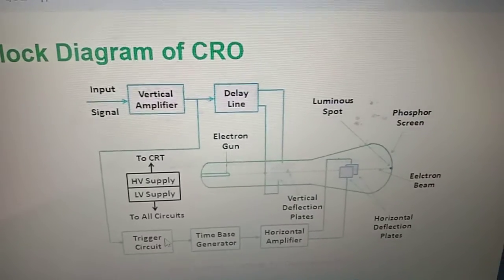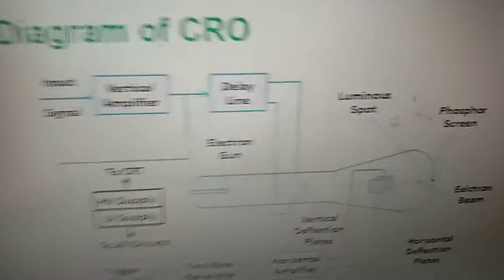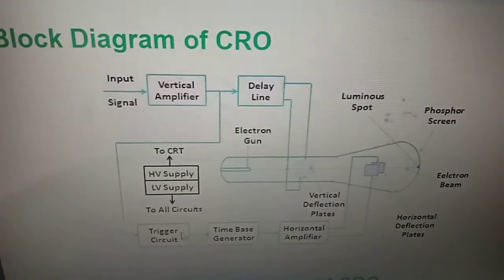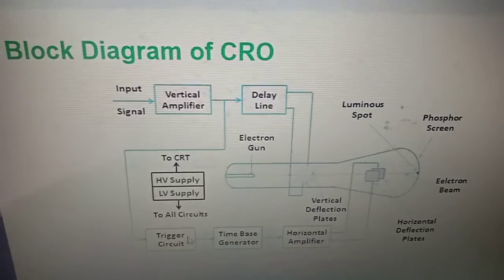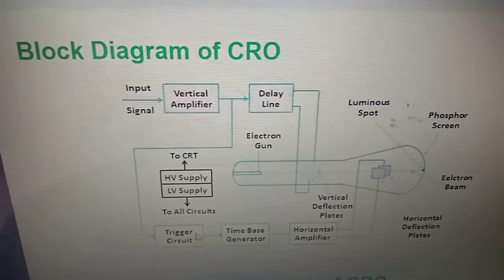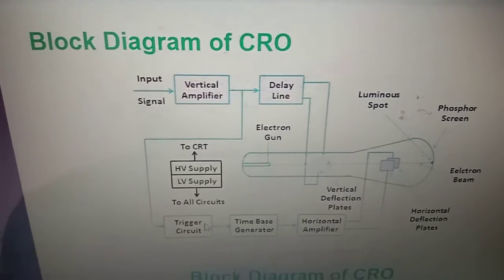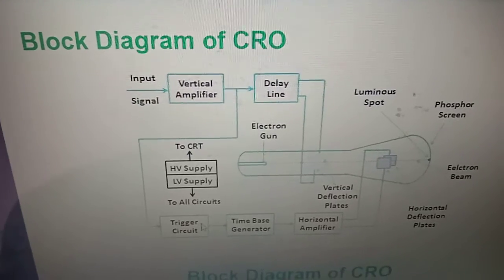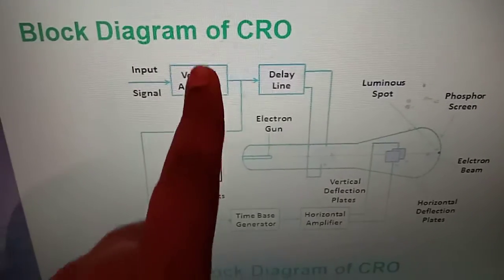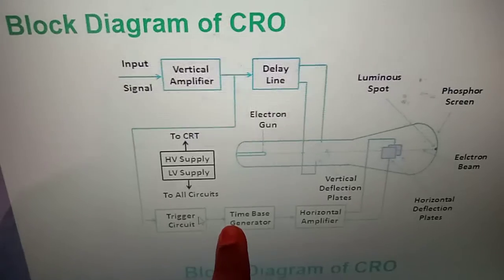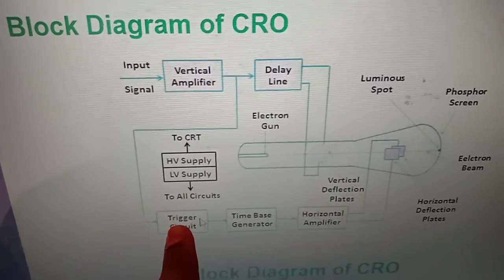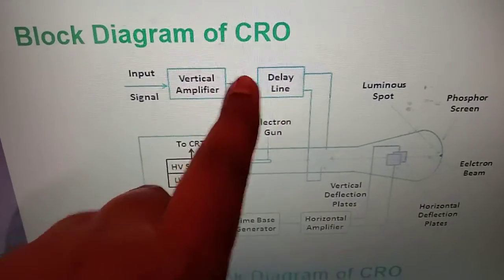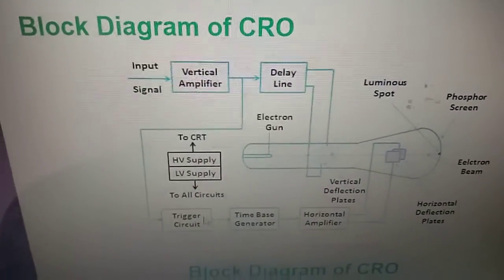This is the block diagram of the CRO. As I already told, the important sections in the CRO are the display section, horizontal section, vertical section and trigger section. This is the vertical section, this is the horizontal section, this is the display section and this is the trigger circuit. These are the 4 main sections present in the CRO.